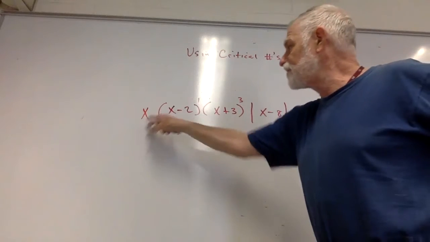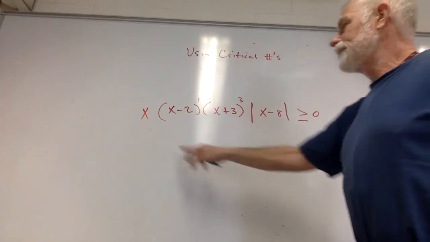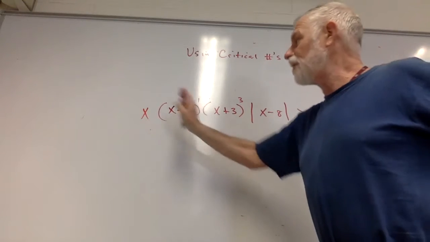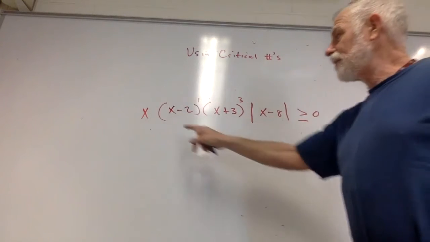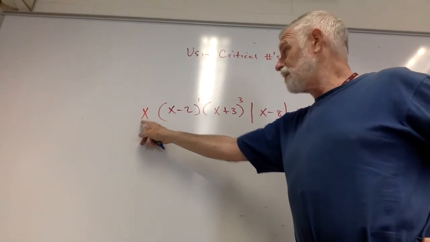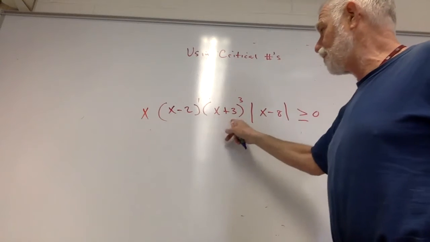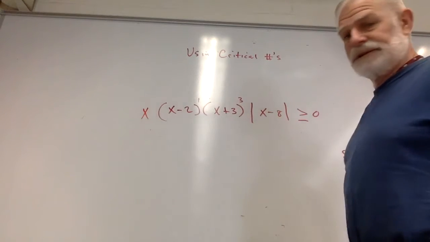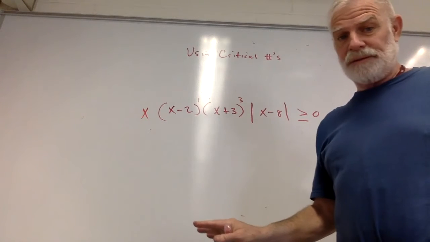If I make all the x's the number 2, that one doesn't matter. 2 minus 2 is 0. 0 times anything is 0. And when I let x equal 0, doesn't matter if I 0 minus 2, 0 plus 3 cubed, 0 minus 8. If I make that 0, 0 times anything is 0. So I have a bunch of critical numbers.